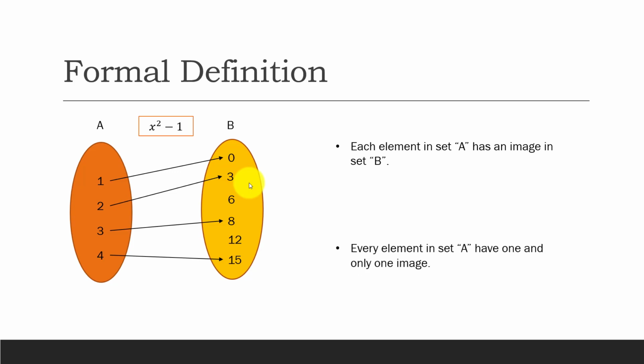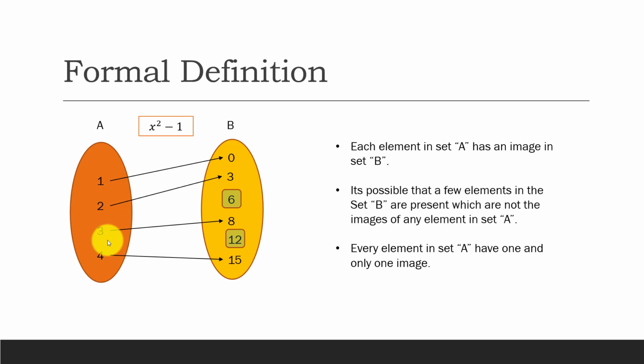Also, the second rule we learned is that each and every element in A has at most a single image in B. One and only one image in B. So that is also satisfied over here. Now, if you see in the set B, there are two elements, 6 and 12, which do not have any pre-image over here. So this is also possible.